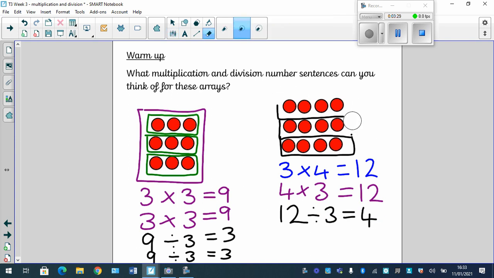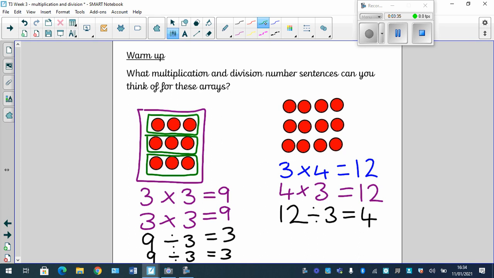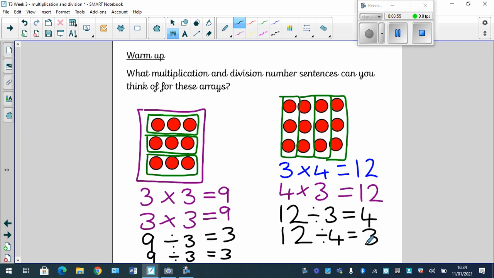Now then, I could do another division question. I could do 12 into 4 equal groups. There's one group, that's 2 groups, that's my third group, and here's my fourth group. And if you look carefully, you can see that I've got 3 counters in each group. So I've got 12 divided by 4 equals 3. If you've got a few of these, well done, you're doing a really great job, or a good warm-up.